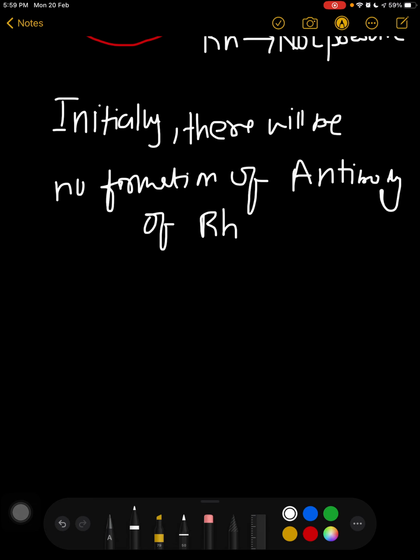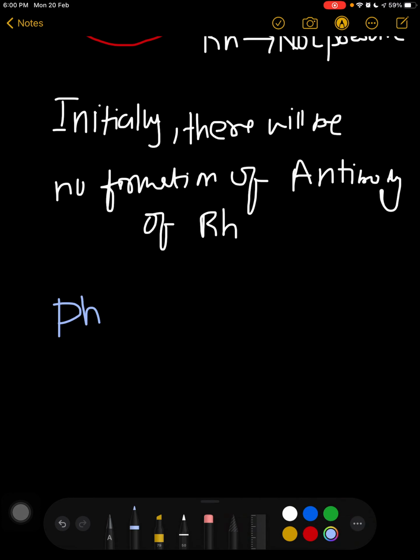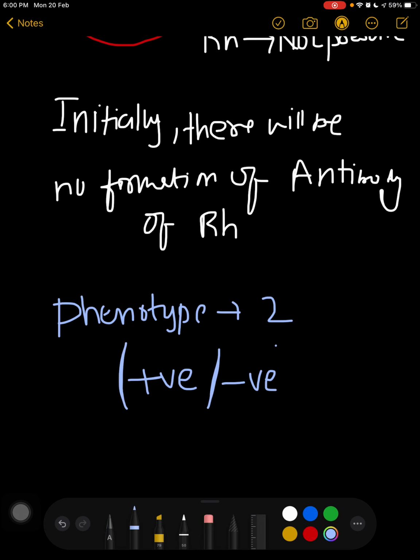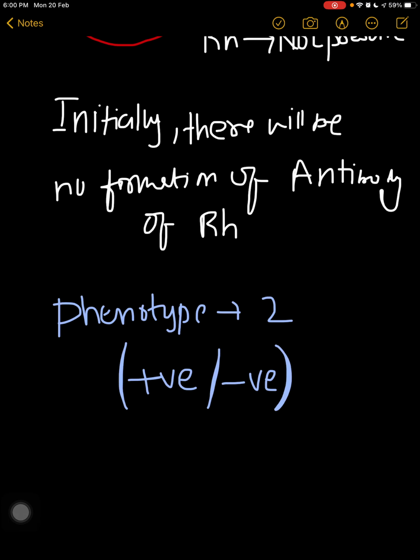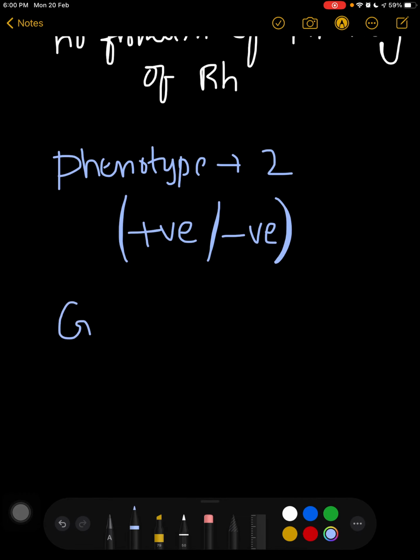Okay, so basically this Rh factor has a genotype of 3. Basically it has a phenotype of 2, positive and negative, right? Positive and negative, but it has a genotype of 3, right? Let's look into how.